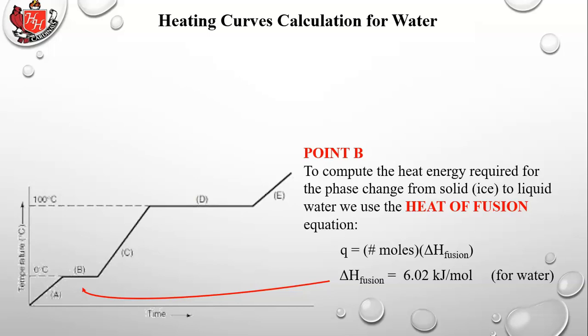If you want to go in the other direction, you have 1 mole of water and you want to freeze it into ice, you have to take heat out of it. And you would have to take 6.02 kilojoules of heat out of 1 mole of water in order to cause it to go from liquid water to ice, that is to freeze.